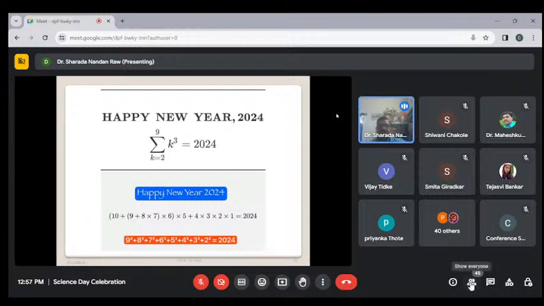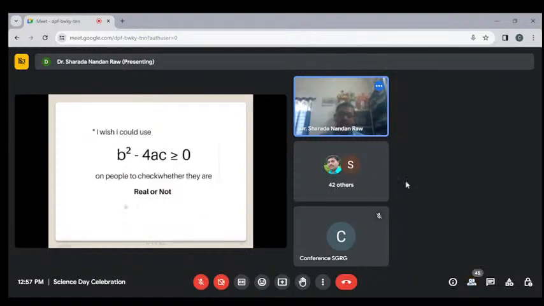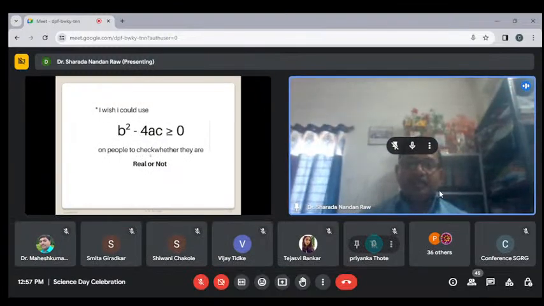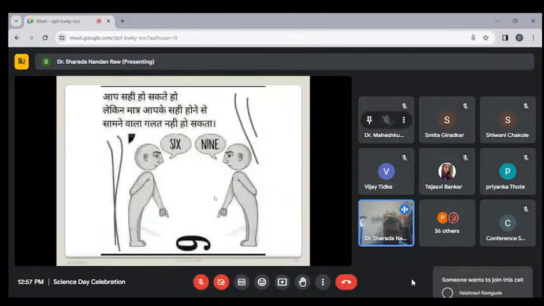So nowadays the trend going on is happiness, happy new year 2024. This thing is going on social media. You can find 2024 best wishes for the happy new year. And suppose I wish you b square minus 4ac greater than or equal to 0, wanting people to check whether they are real or not. Can we check this with the help of this formula? People are real or not? This thing is going on social media.